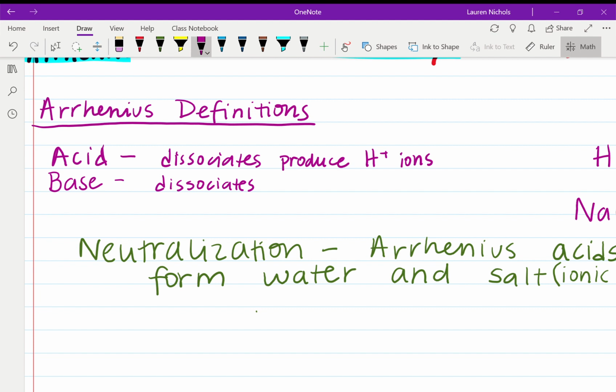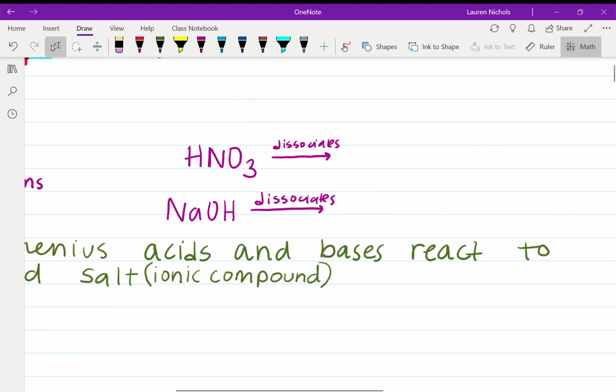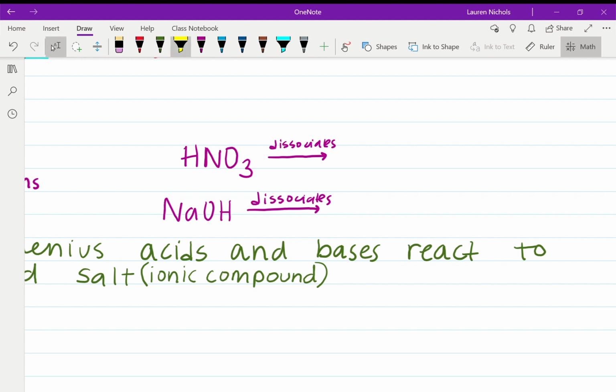And so remember that a dissociation means when the compound is put into the solution that it breaks apart into its ions. And so a base dissociates as well, but it produces hydroxide ions or OH minus ions. So if we look at some examples, when HNO3, which by the way, just as a reminder, all compounds that start with H are acids, literally every single one of them. So HNO3 is an acid, and when it dissociates, it's going to break apart into H plus and NO3 minus.